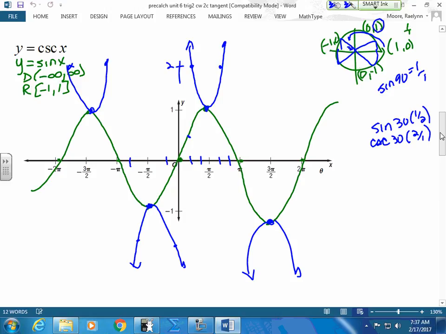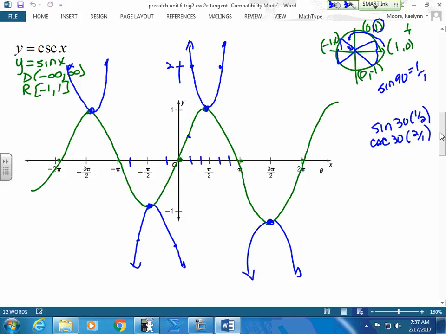How did you know to use the sine of 30? I just picked a number. I could have used 60, 45. I could have used any of them. Sine of 30 is easy because it's 1 over 2. If I use a radical, then we have radicals, and I just picked that one.